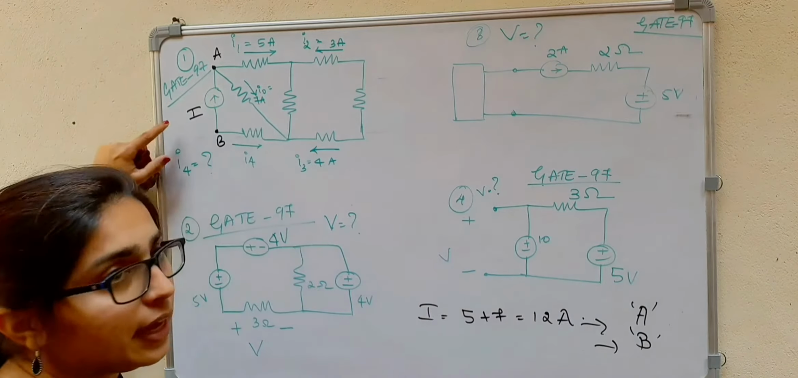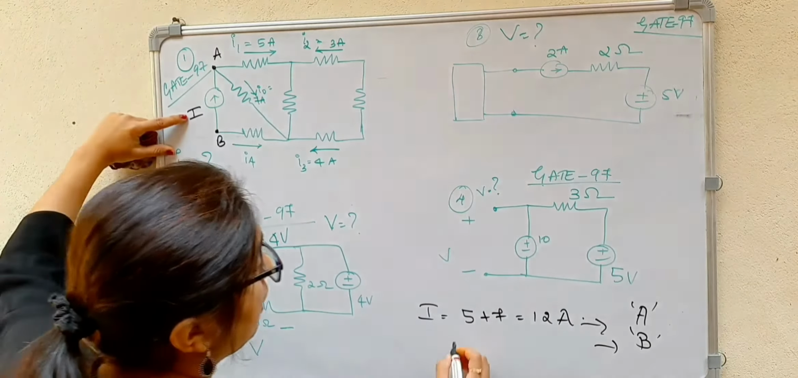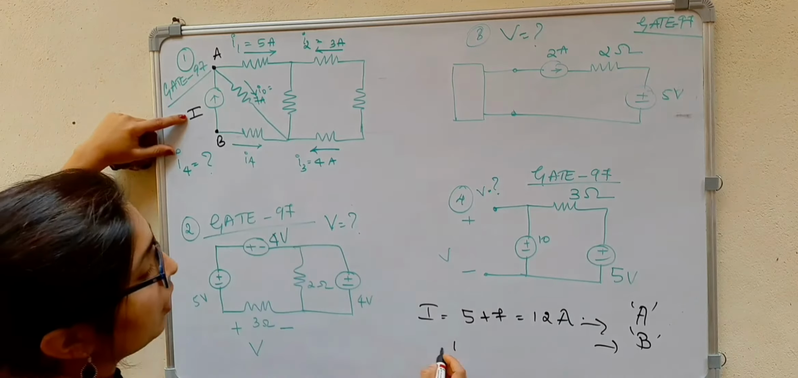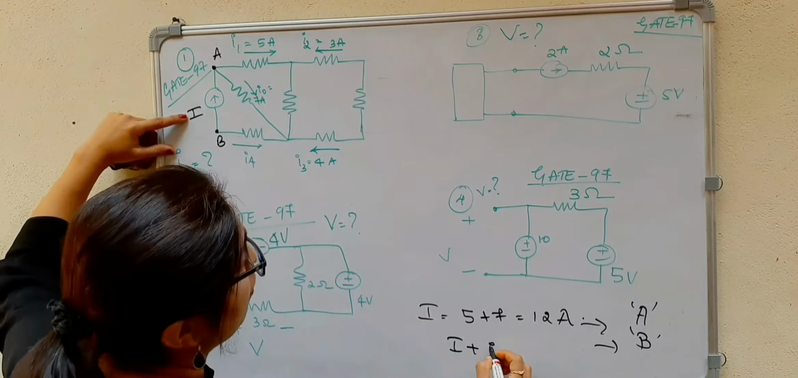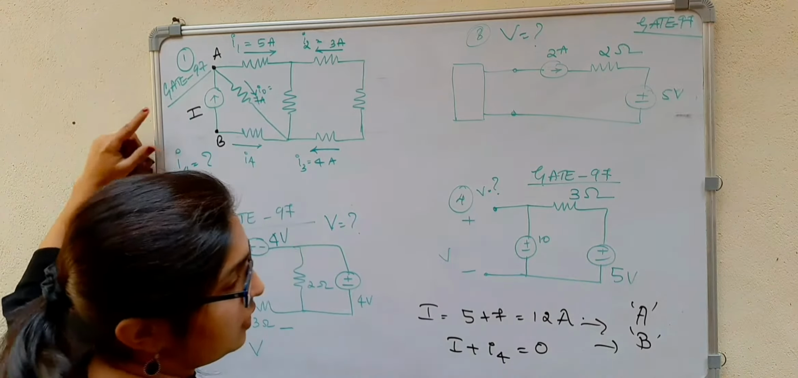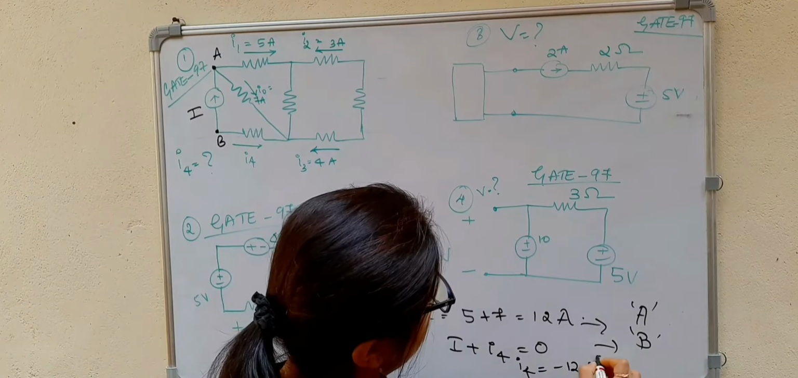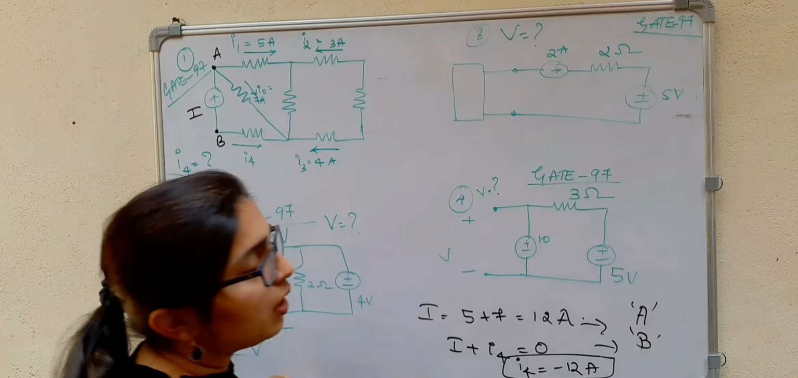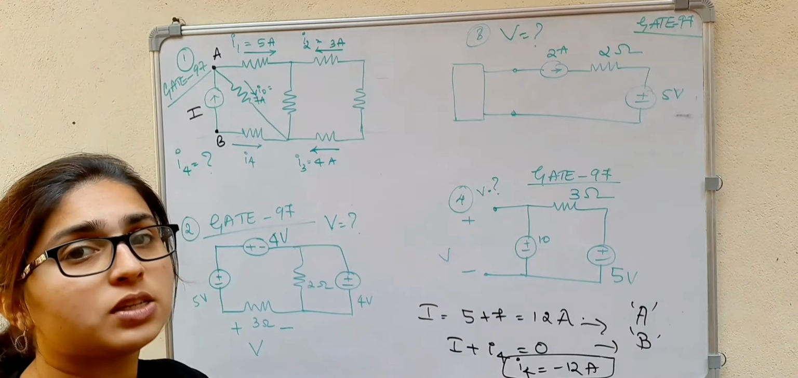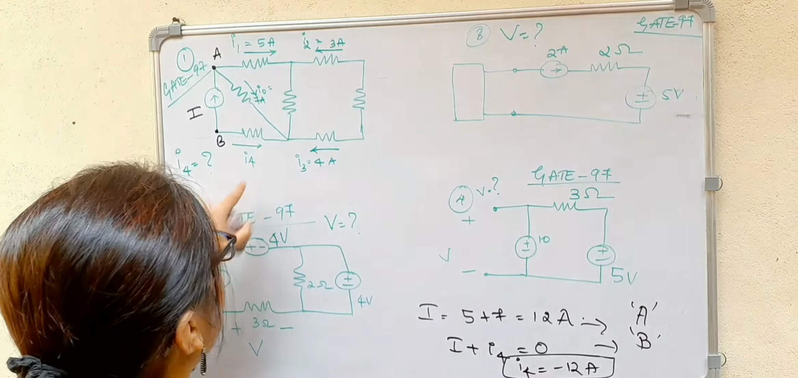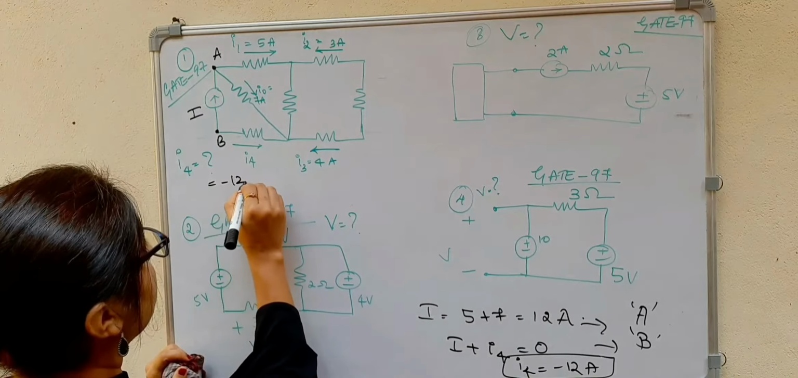I will apply the KCL again. So I plus I4 should be equal to 0. So I4 should be equal to minus 12 amperes. So the answer is minus 12.